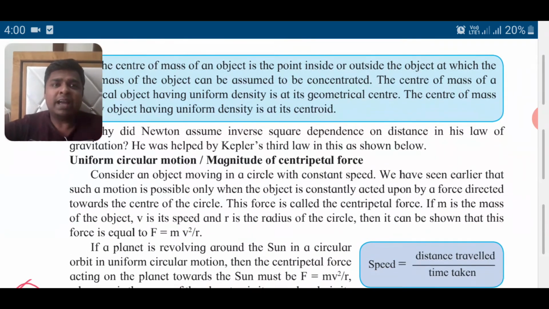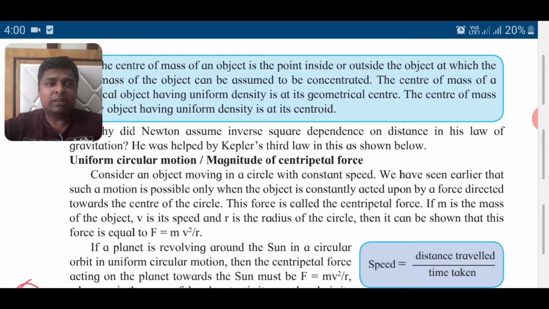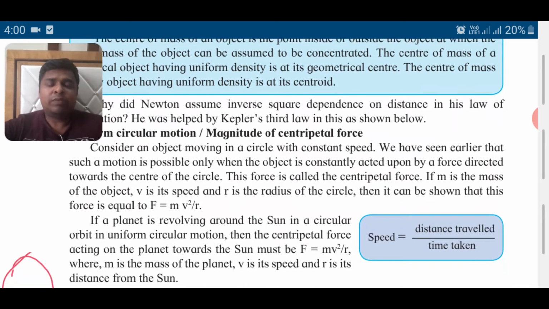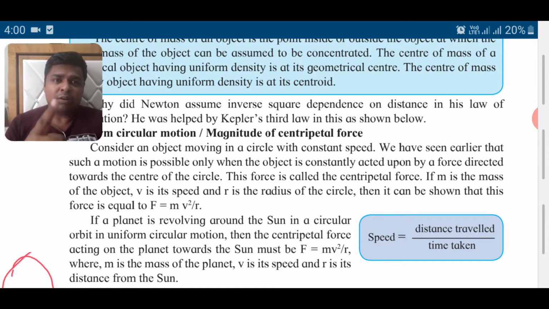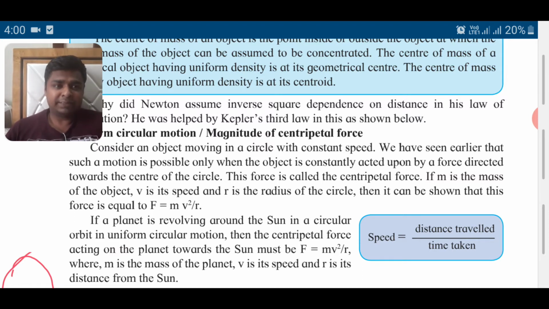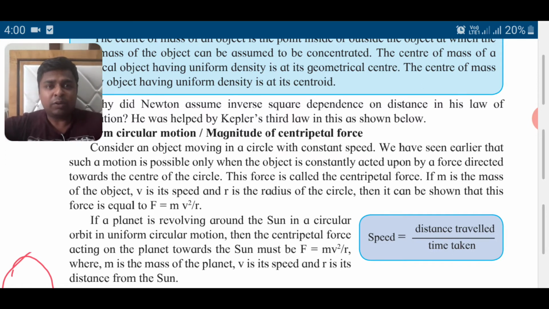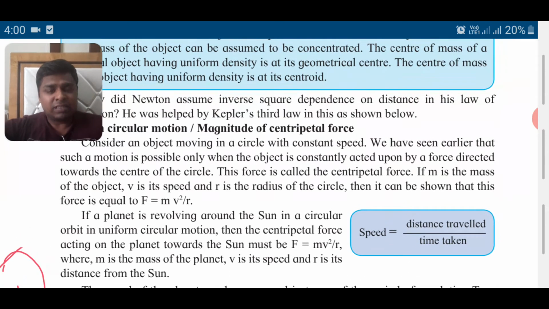Now let us go ahead and see the relationship between Kepler's law and Newton's law. If we consider a uniform circular motion, it is going round and round with the same speed, and it is a circular motion. So you know that for a circle, circumference is equal to 2πr. Now the centripetal force is the force which is required to keep the object in a circular motion, towards the center. Last lecture we have seen F = mv²/r. This is the formula for centripetal force.